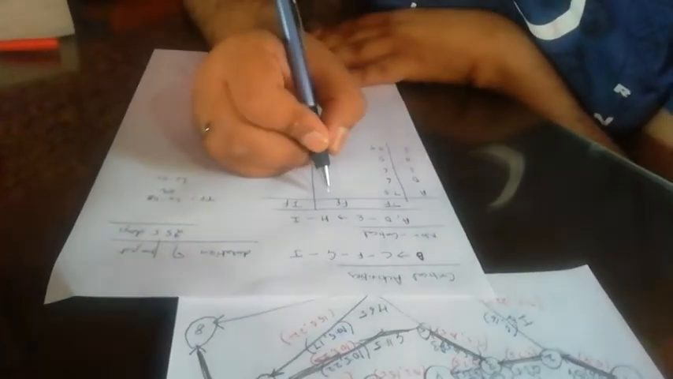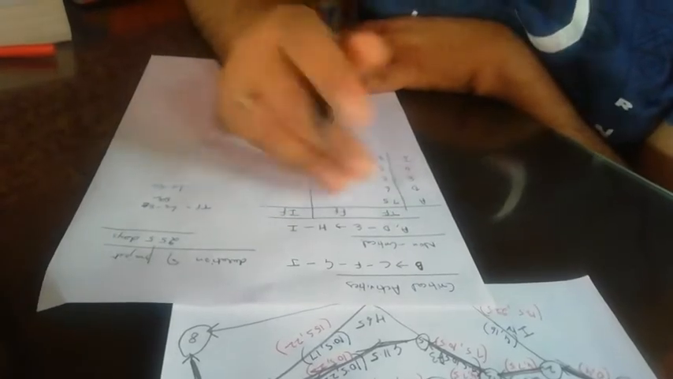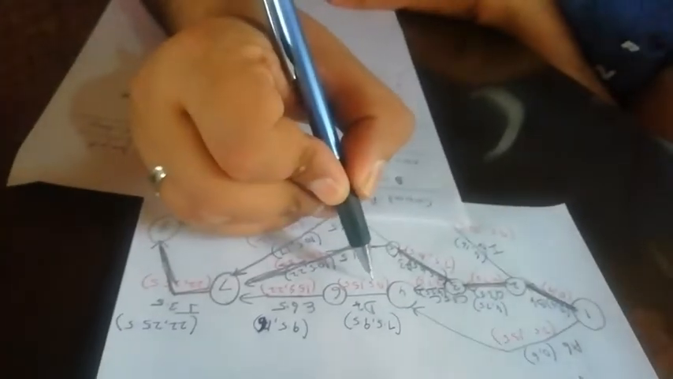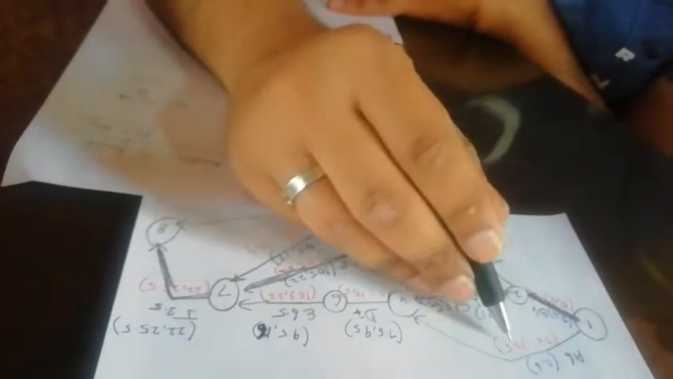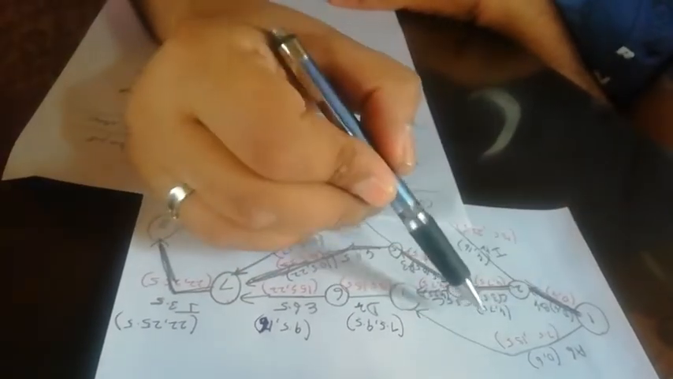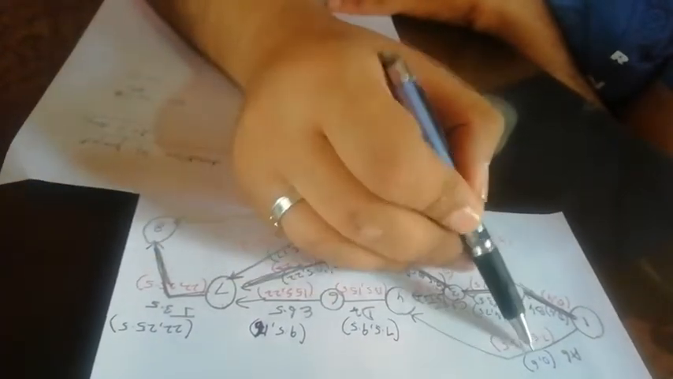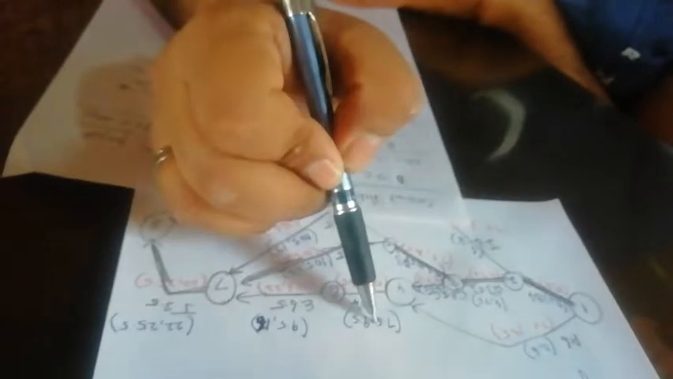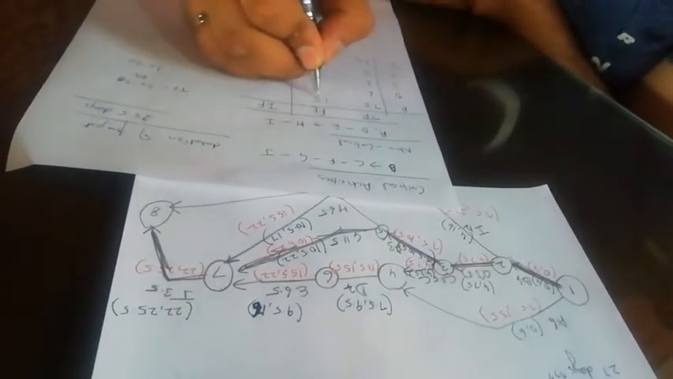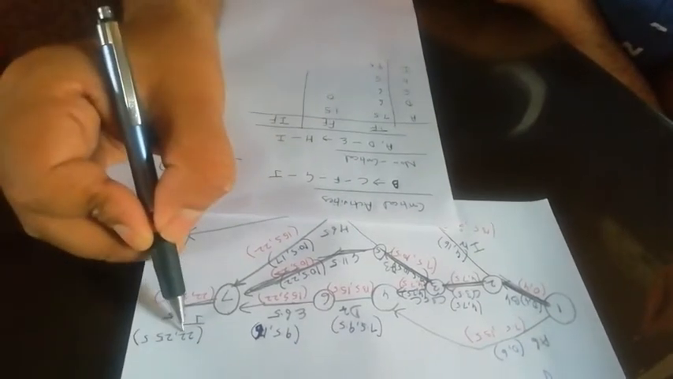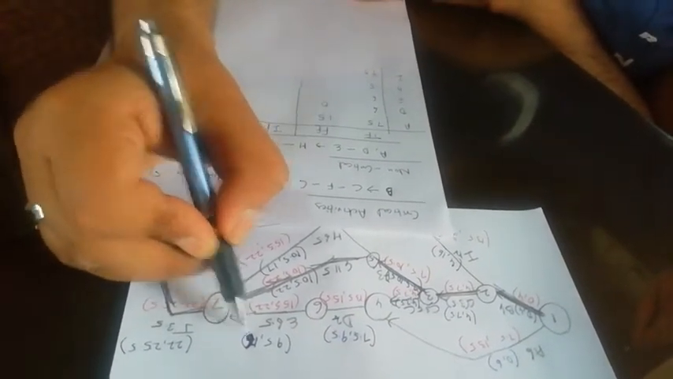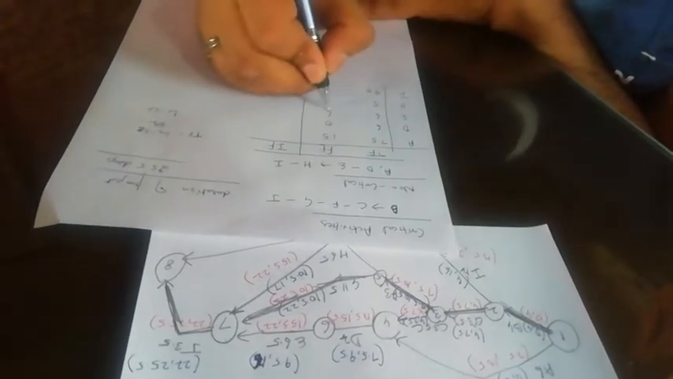Then free float means which does not disturb the immediate next activity also. So it can be calculated by the early start of the next activity minus early finish of the preceding activity. So if we want to calculate for A, next activity to A is D. So early start of the next minus early finish of the first. So 7.5 minus 6, which is 1.5. Then for D it is 9.5 minus 9.5, 0. For E, 22 is the next activity and 16 is this. So 22 minus 16 is 6.